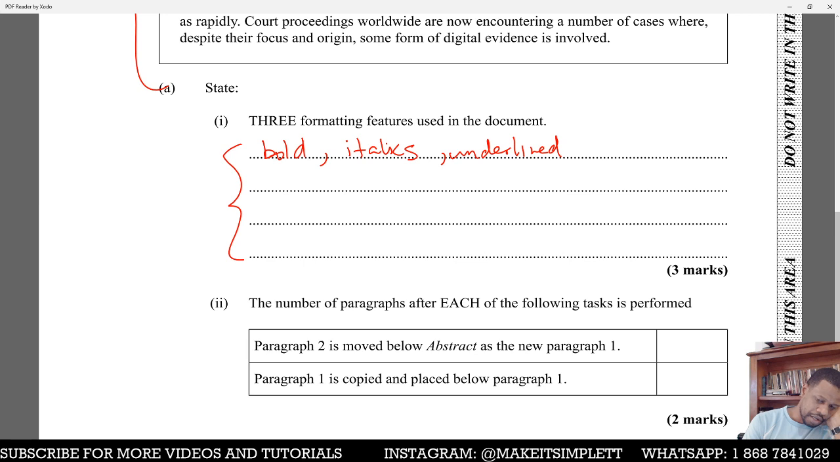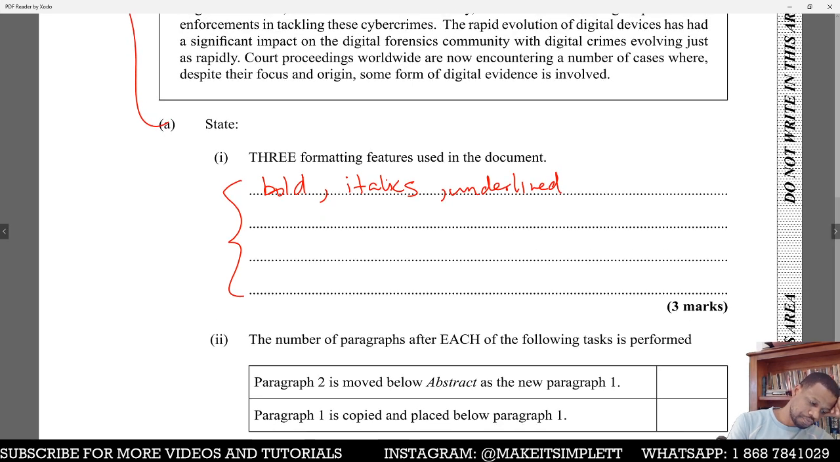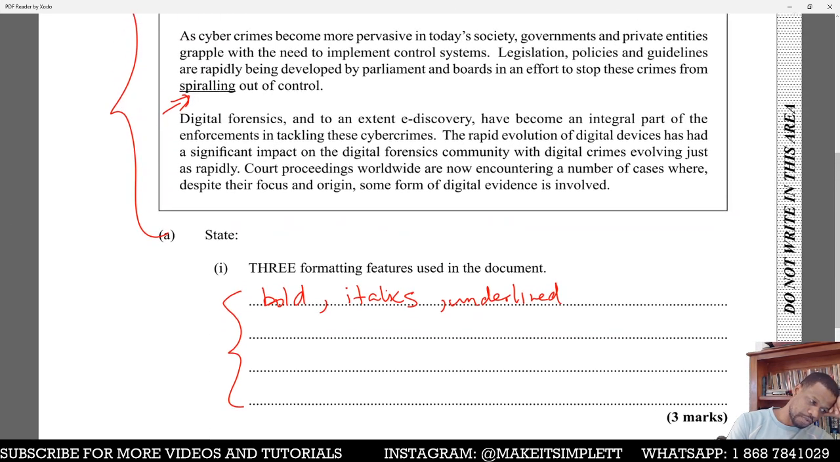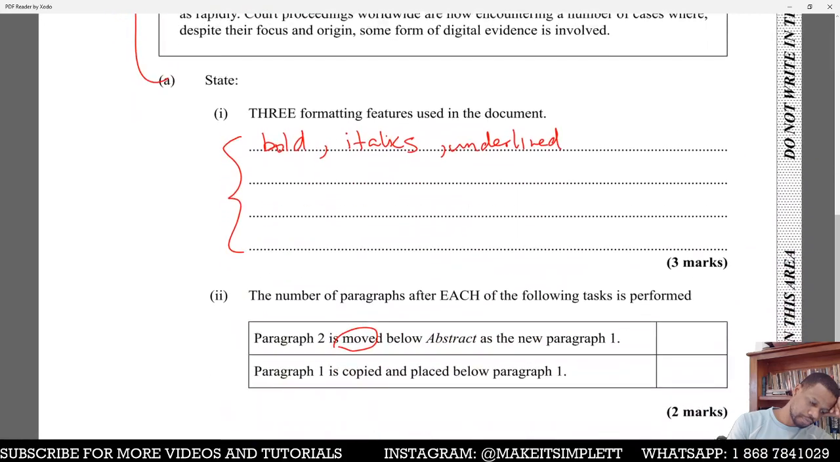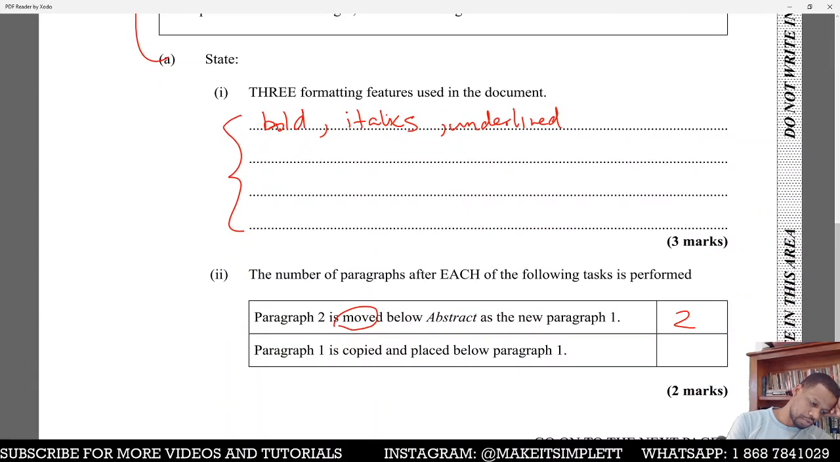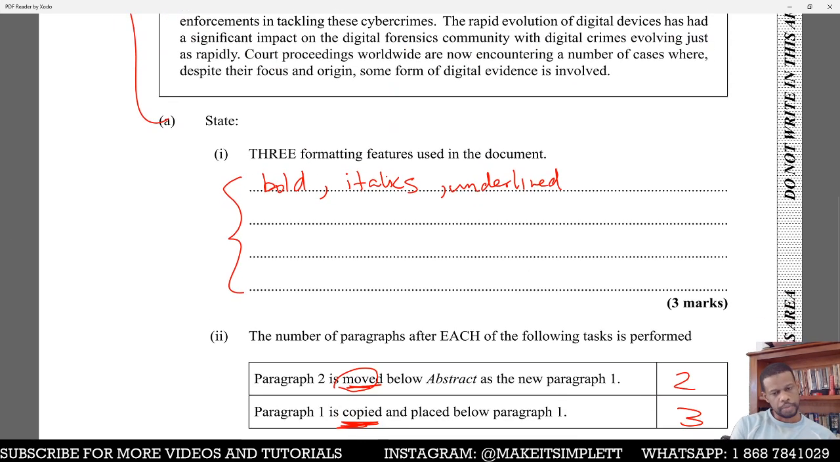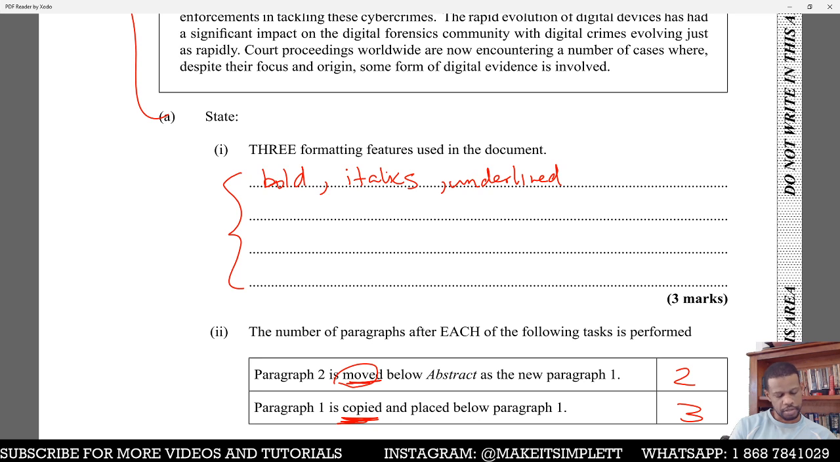The number of paragraphs after each of the following tasks is performed. Paragraph 2 is moved below abstract 1. You still have 2 because it was moved. If it was copied, then you would have 3. They're basically checking to see if you understand copy and paste or cut and paste. When you cut something, you are moving it. When you're copying it, you are making a duplicate of it.